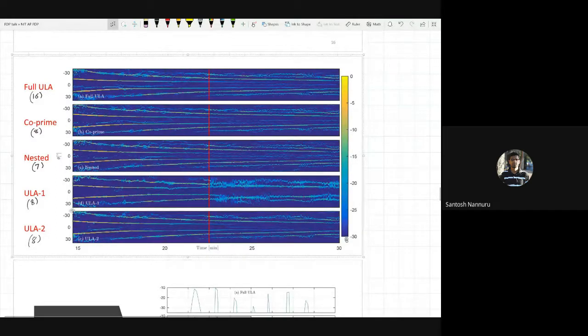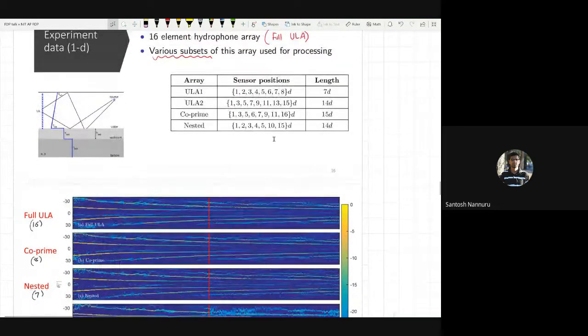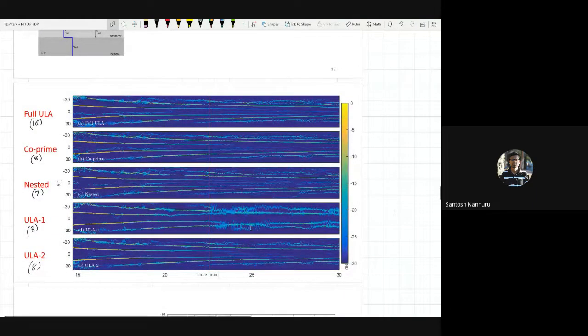So if you look at the ULA1 part, there is a lot of blurring happening in this 25 to 30 minutes region. And that's because what is ULA1? ULA1 is the first half of the ULA, right? So it means I'm using only half the sensors, but they are still in a ULA form. So with half the array size, my resolution will come down to half immediately. I cannot resolve nearby sources. And that's clearly visible when you compare full ULA to ULA1.